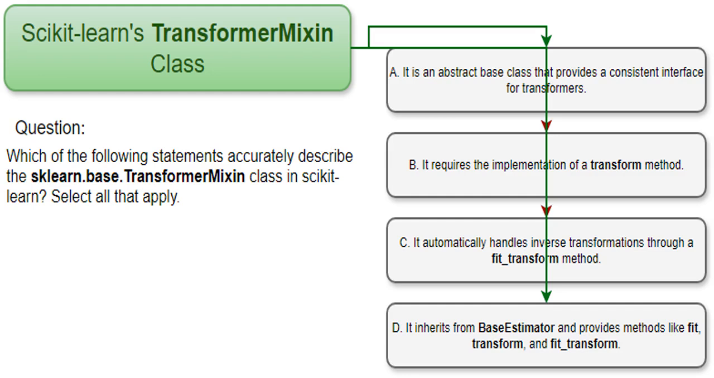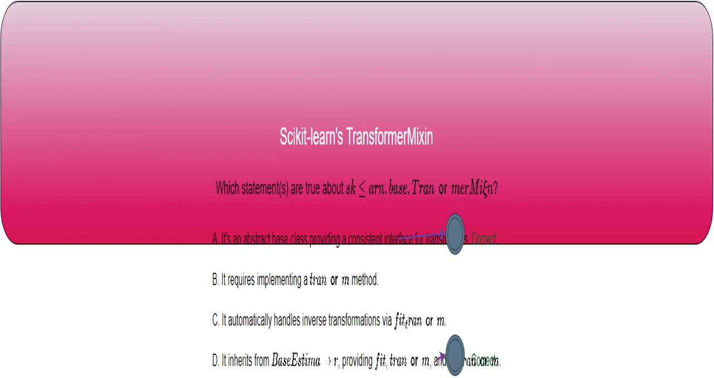Think of it as a contract. All transformers using TransformerMixin agree to have a consistent structure and set of methods. This is the core concept. We're exploring the TransformerMixin class in the scikit-learn library, a crucial part for building data transformation pipelines. I'll explain what it does and how it works.